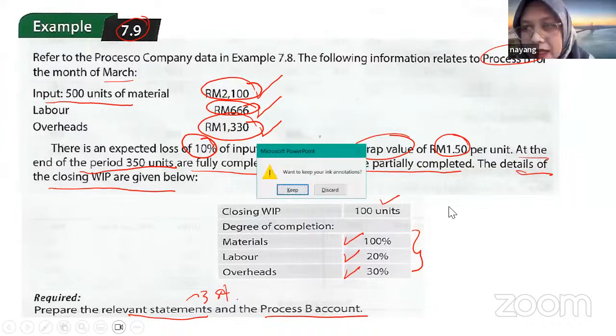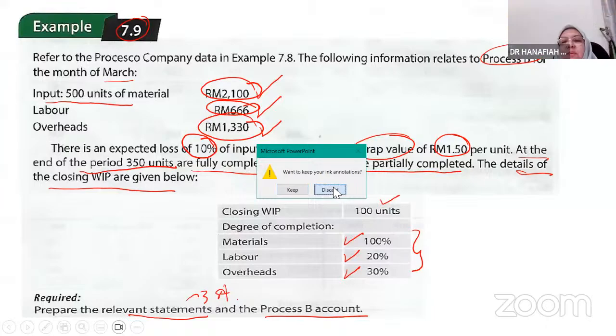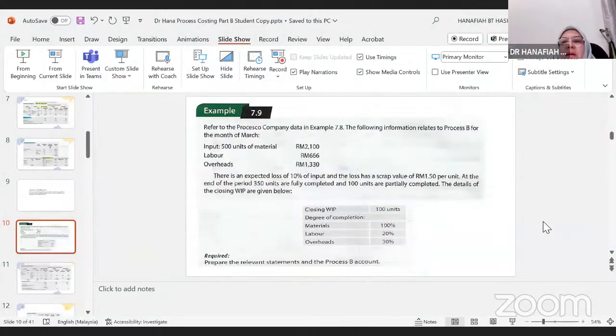Yeah, is there anything you want to ask? You can ask in bahasa, okay. Maybe Dr. Hana can explain to me if I cannot understand the language.